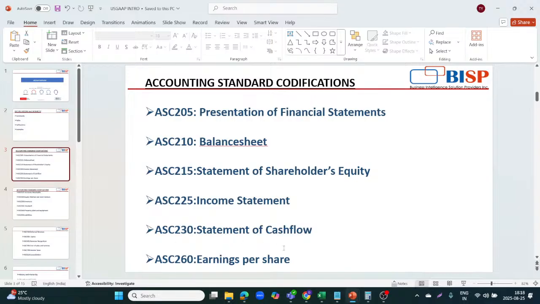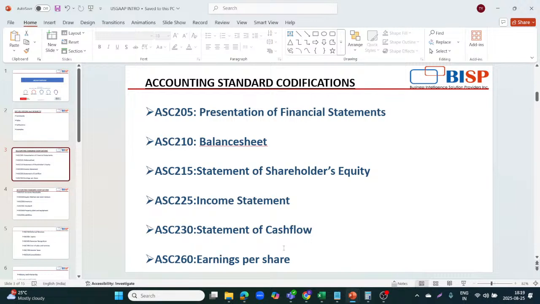Okay, then you have ASC 260, that is earnings per share. This standard provides guidance on computation, presentation and disclosures for earnings per share for entities that have made filing for public offering, for public limited companies. They need to disclose on the face of the financial statements the EPS, earnings per share. What's the earning of the company, and what's the share capital of the company? We divide both of them and then we get the earnings per share. So that we have to disclose on the face of the financial statements.